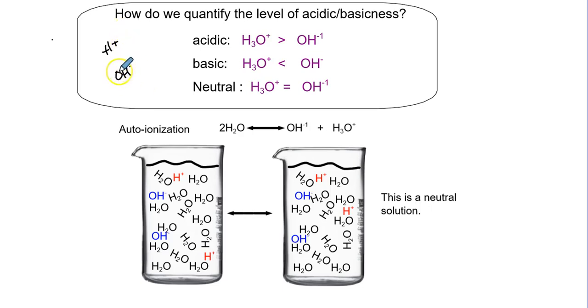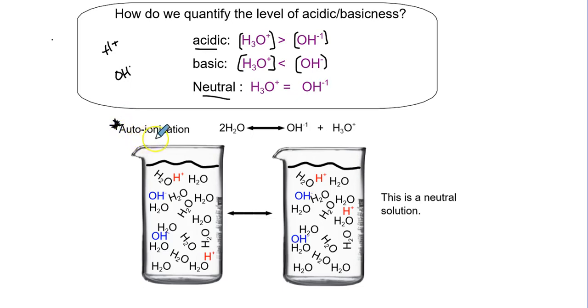So when it comes down to it, it's simply this: anything that's acidic has a concentration of H plus ions, or H3O plus ions, greater than the concentration of hydroxides. If you're basic, the concentration of hydroxides is bigger than the concentration of H plus ions. These two are equal if you're close to neutral.